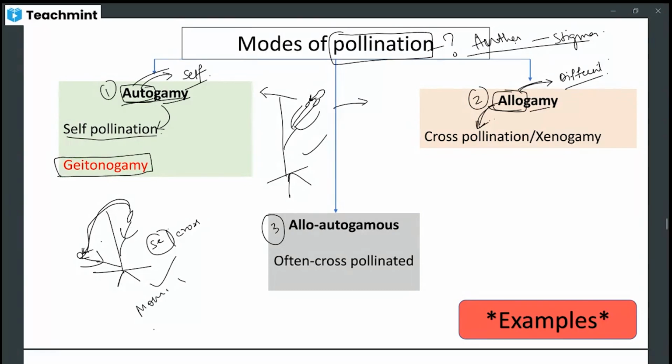So what do you call this one then? Hermaphrodite, or bisexual. Yeah, hermaphrodite or bisexual, both are correct. So a question can be in these terms: bisexual plants always perform self-pollination. Is it correct?